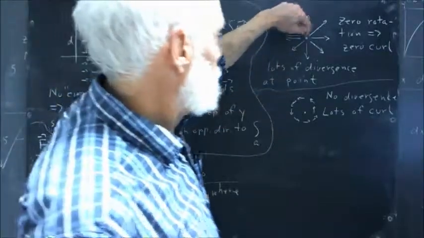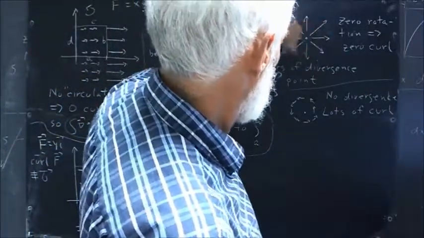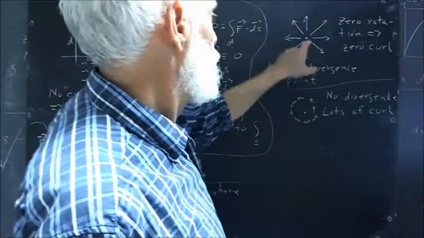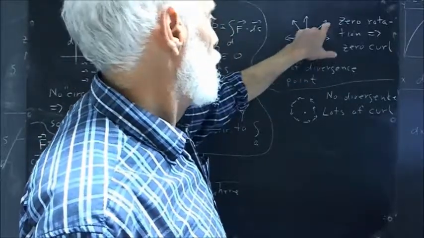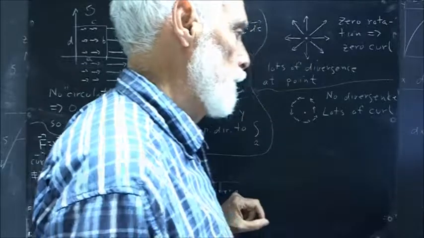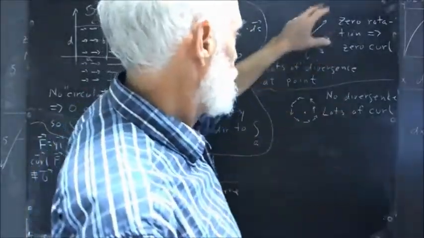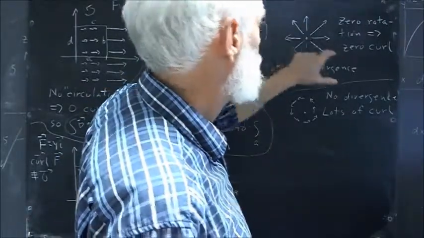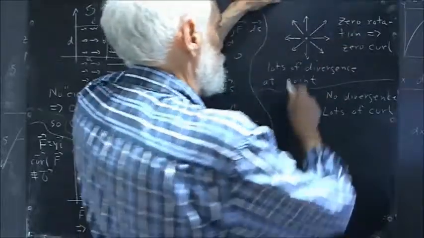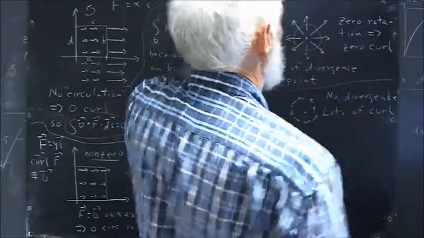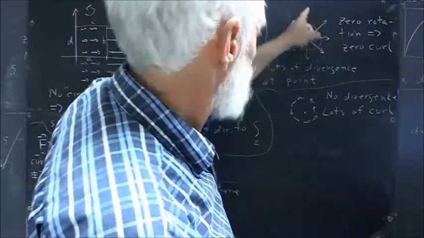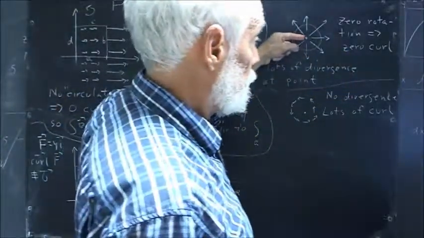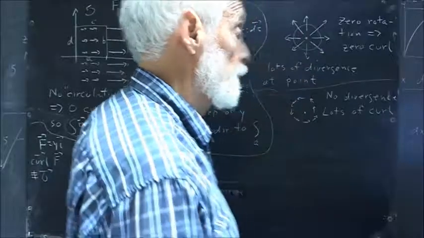But if we have a point here with a vector field that's pointing always directly outward from the point, one typical case of that would be if this is a positive charge, and you're moving a positive charge in the vicinity of that positive charge, okay? And these would represent the forces exerted on the moving charge by the fixed charge. In this case, you have zero rotation because, look, if I draw a circle, the component of the F in the direction of motion on the circle is always zero because the field is always perpendicular to the arc of the circle.